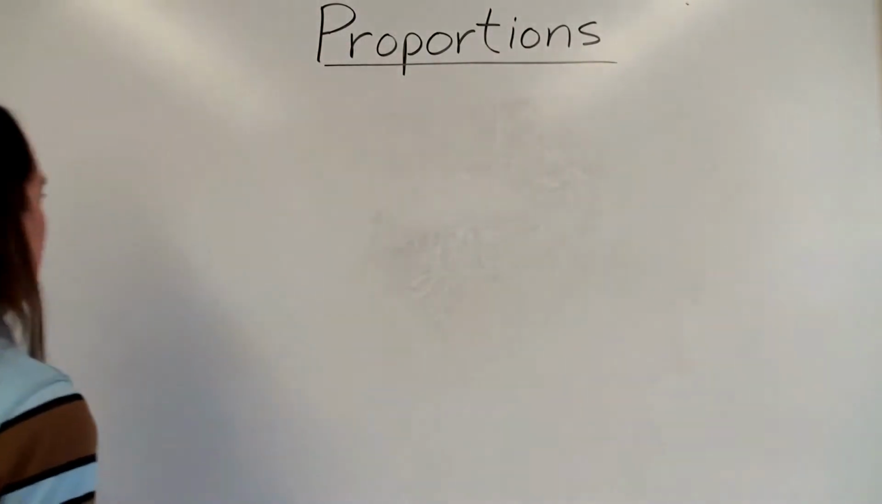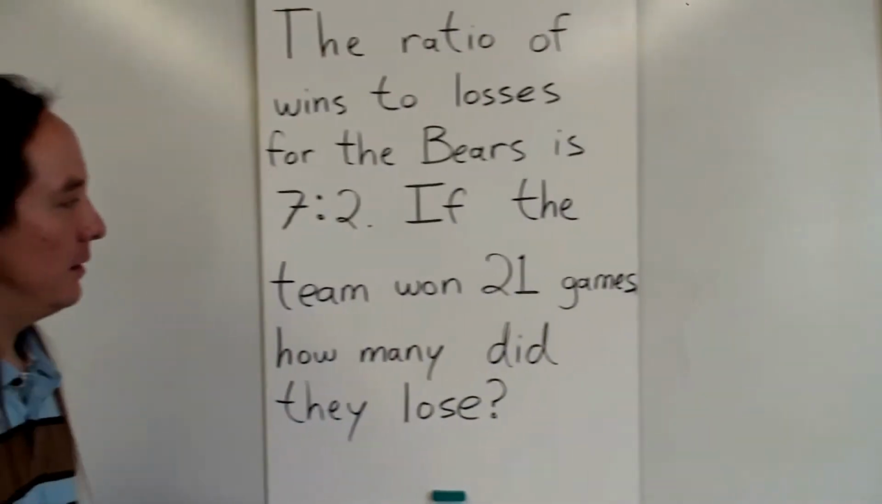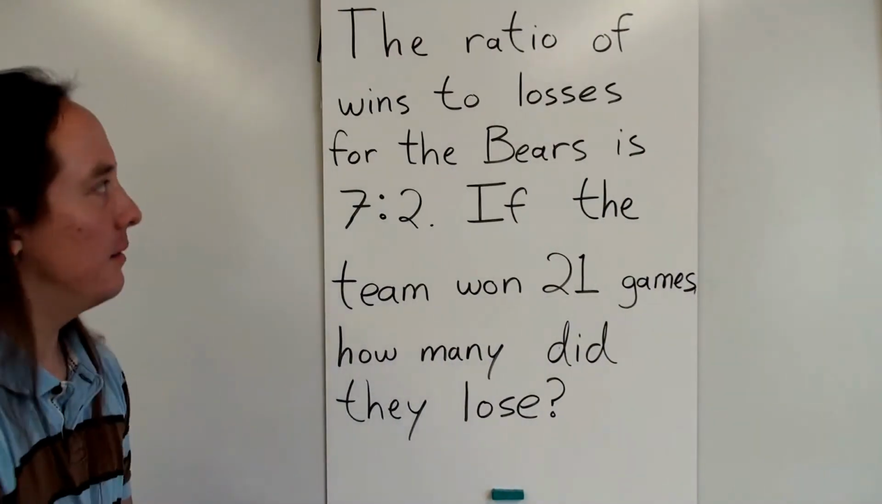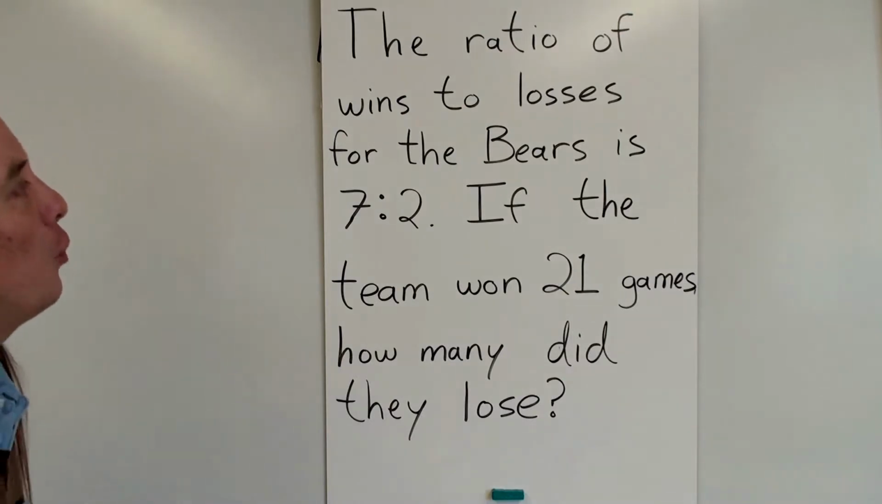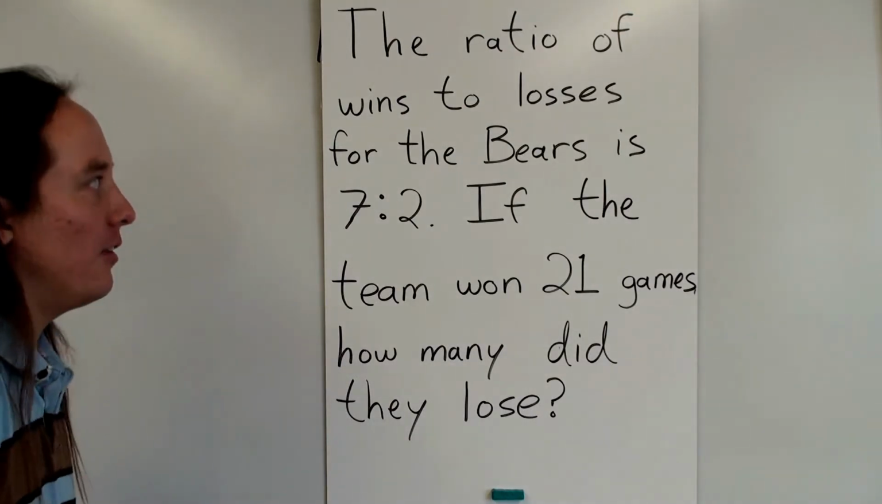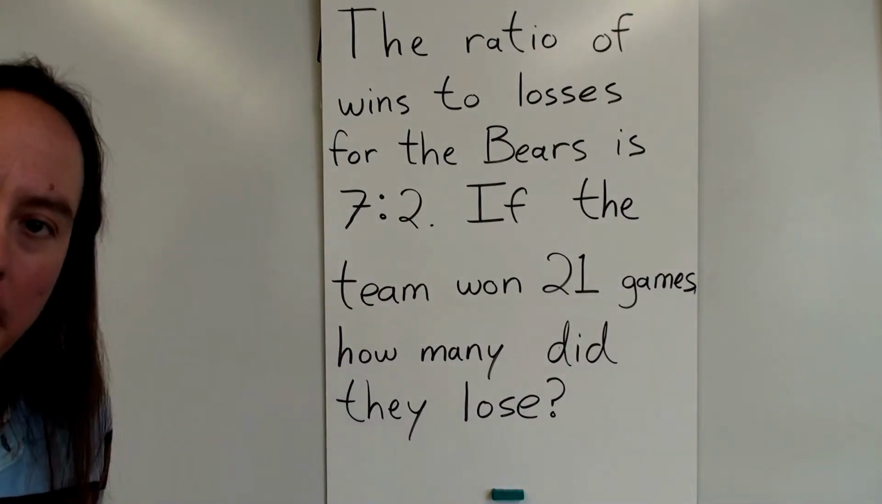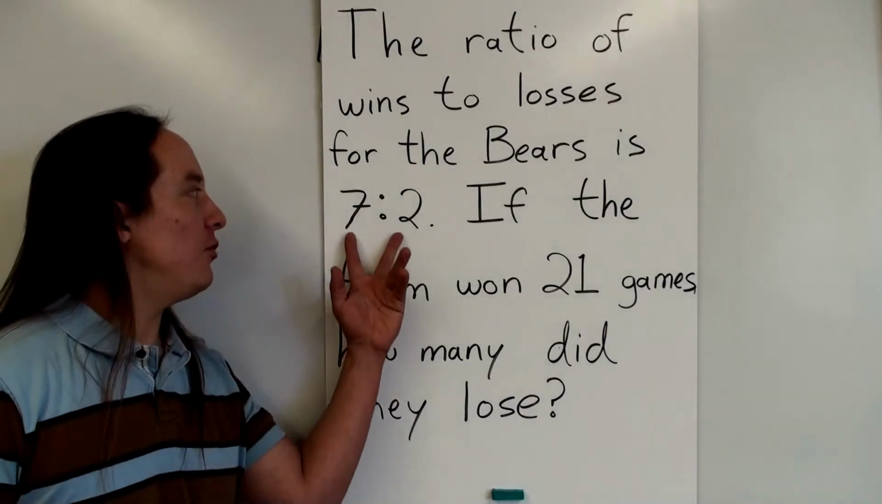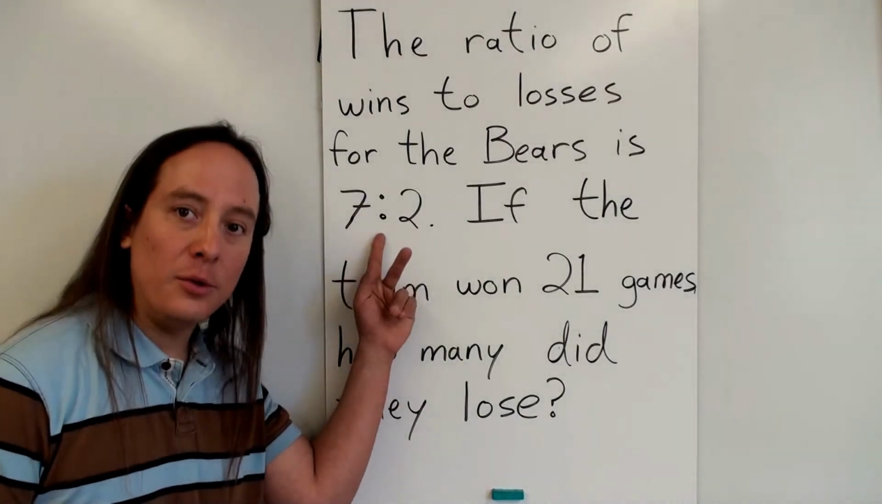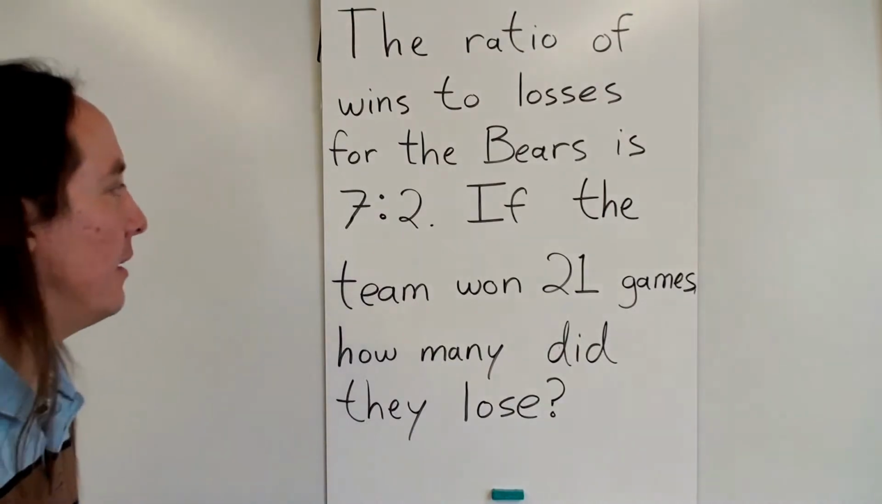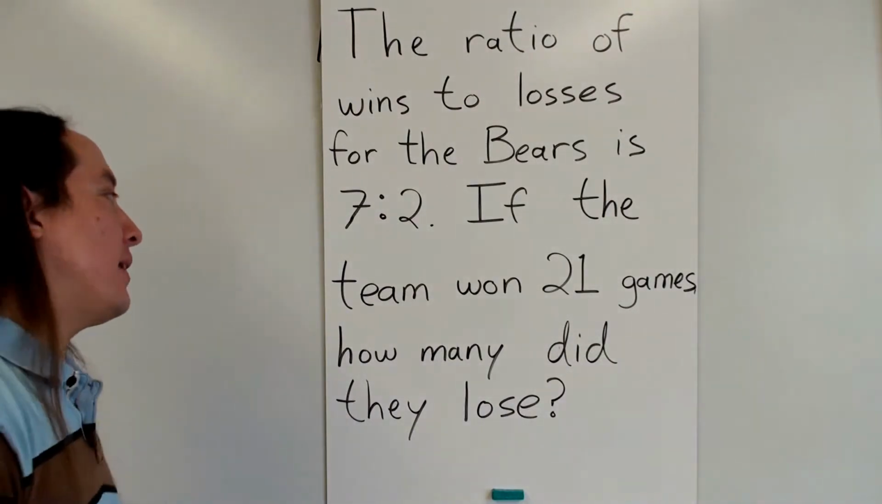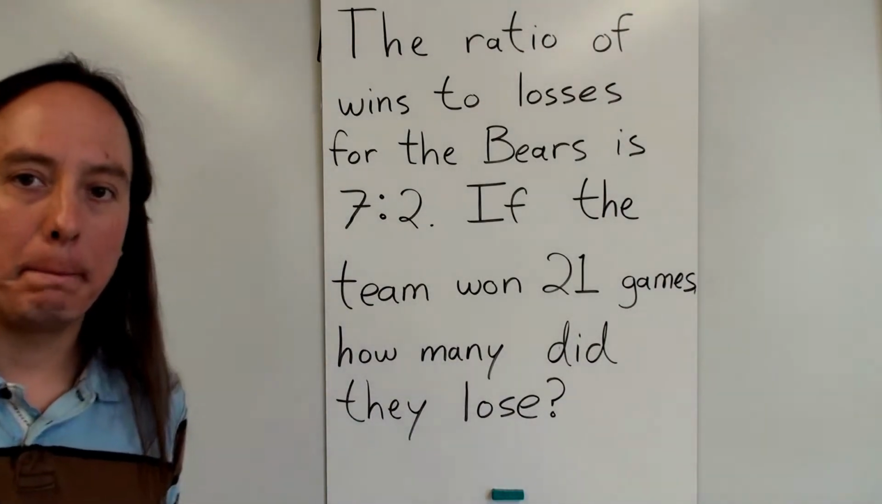That's a little bit different. All right, can you see that? There it is. It says here, the ratio of wins to losses for the Bears is 7 to 2. So here you can see that the ratio is being expressed with the colon, the 2 dots. Okay, we'll talk about that in a sec. If the team won 21 games, how many did they lose?